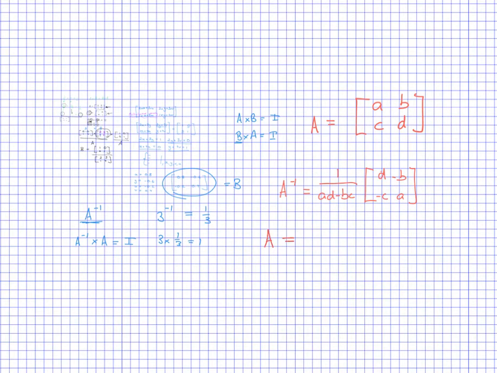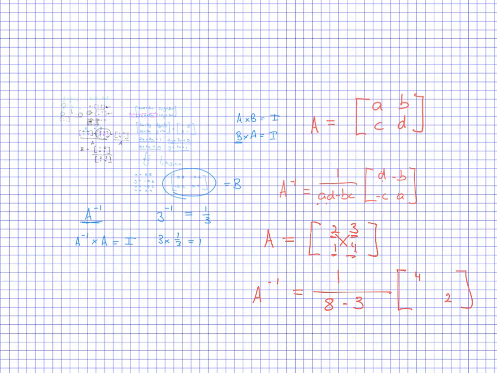So we had that A was 2, 3, 1, 4. Okay, so this is A, that's B, C, and D. All right, so we've got the inverse equals 1 over. Now, what's A times D in this one? 2 times 4. What's B times C? It's 1 times 3, so 8 minus 3. Then we're going to multiply it by, we're going to swap D and A, so 4 and 2 swap.